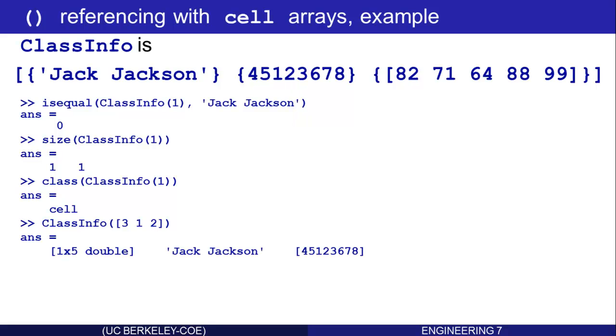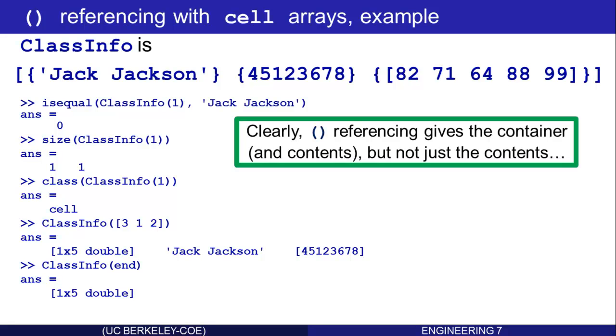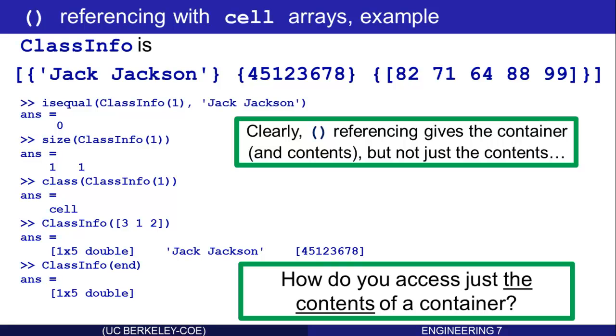Indeed, that's what happens. We can also use some familiar constructions that we've used before. End refers to the last element of the array. So this will be a single container array whose contents is the 1x5 array of scores. So clearly, the parentheses referencing gives the container and the contents, but not just the contents. A natural question is, how do we access just the contents of a given container, not the entire container itself? In order to reference the contents of a cell and not the cells themselves, we use a contents reference.